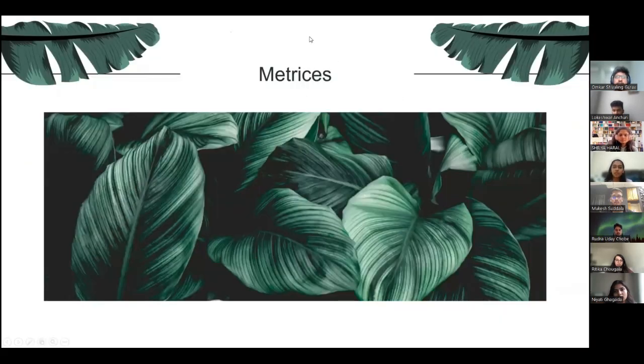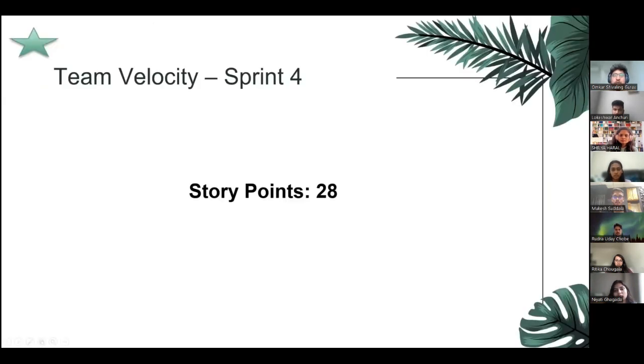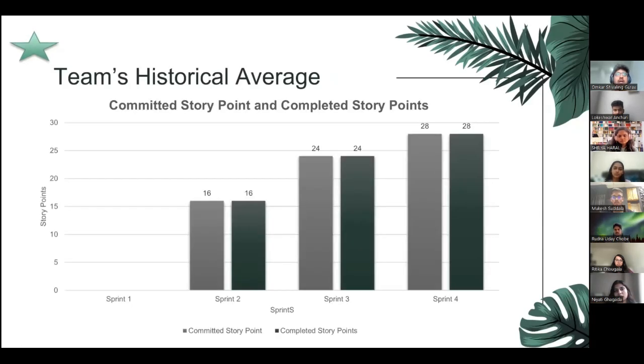Next slides will be explained by our teammate Omkar. Thank you, Uma. In the next slides I will be discussing metrics. As Uma mentioned, we have completed all our story points, and for sprint 4 we had a total of 28 story points distributed into 7 user stories. This is our historical average chart, where in sprint 2 we had 16 story points, for sprint 3 we had 24 story points, and for sprint 4 it was 28 story points. We have completed all of them for all the sprints.